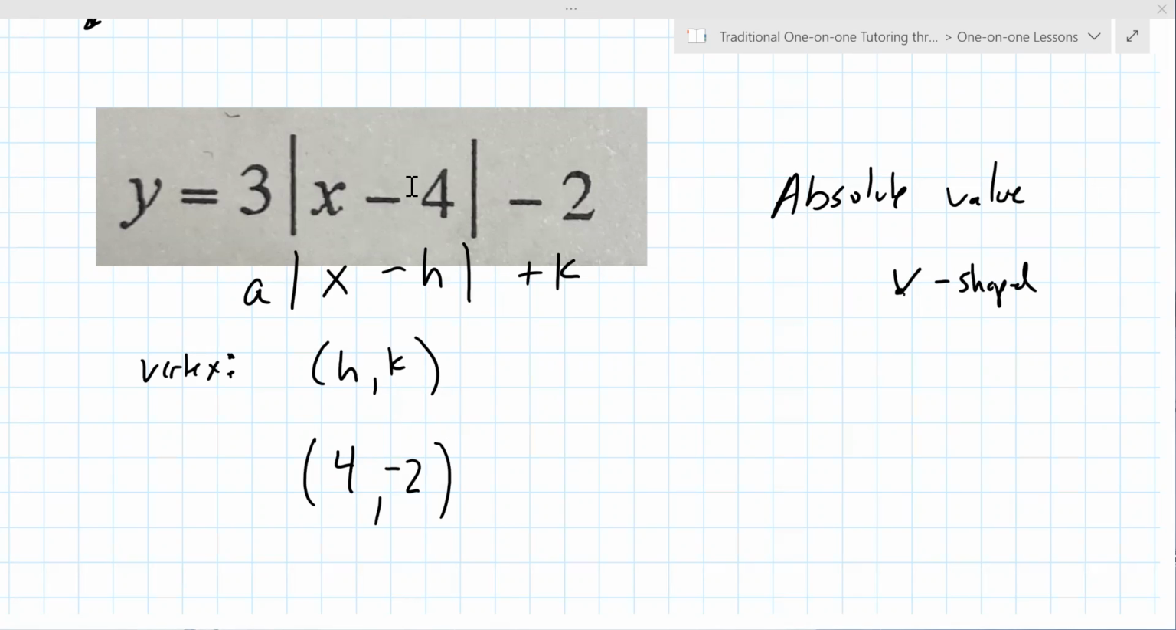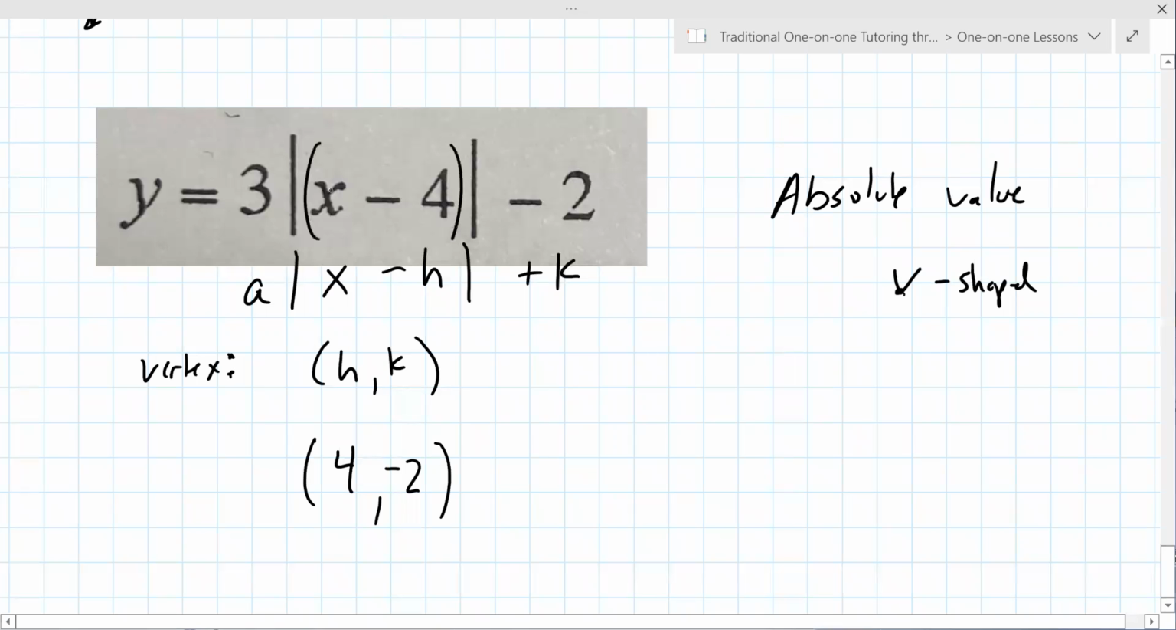You're thinking of it as the net result of absolute value, but there's actually implied parentheses in here. You actually do math operations inside the parentheses before you take the absolute value. Oh, okay, that makes more sense.